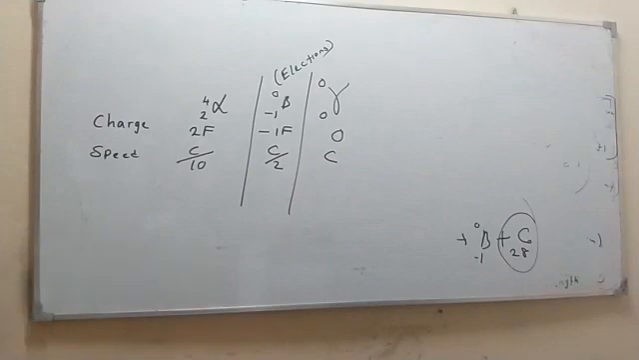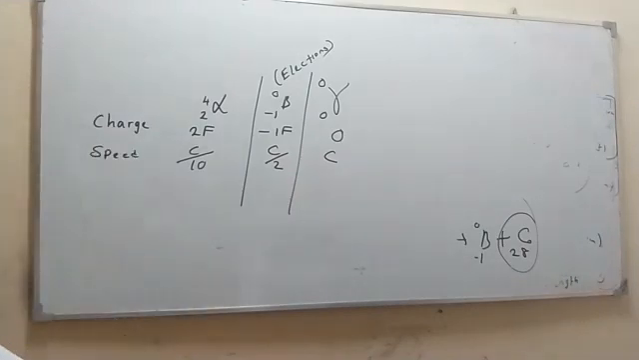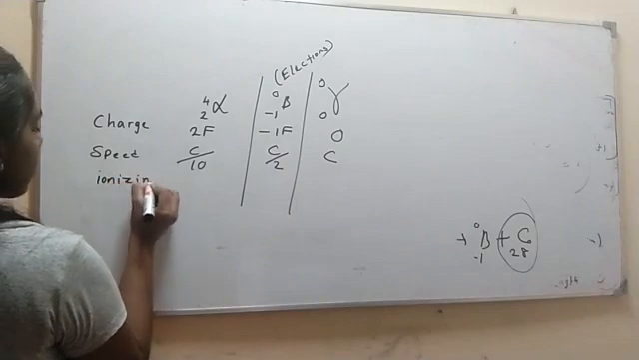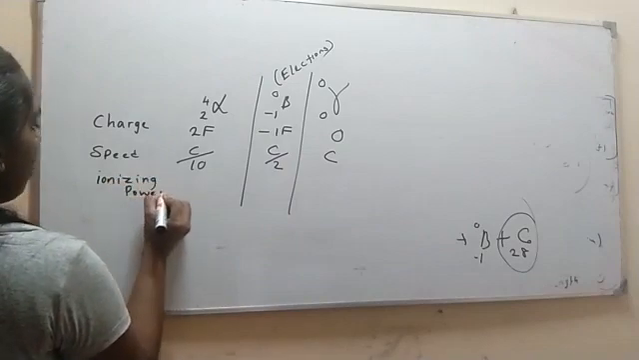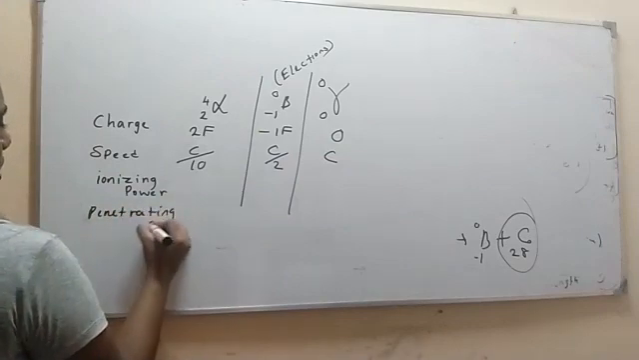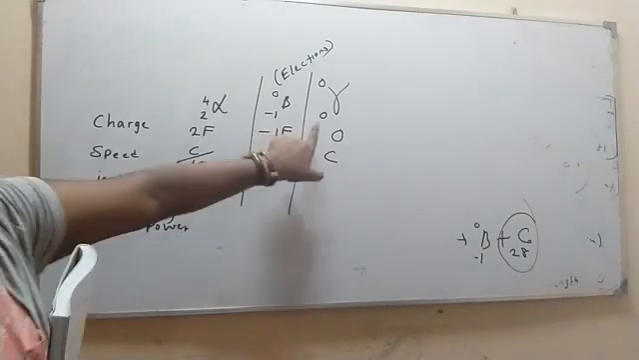Then another thing you must know is penetration power and ionization power. Out of alpha, beta, or gamma, which has the highest ionizing power, and which one has the highest penetrating power? Sometimes they ask like that. Now according to mass, gamma is light. See, mass 0.